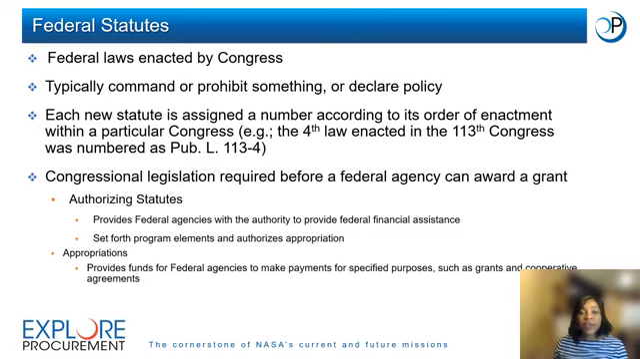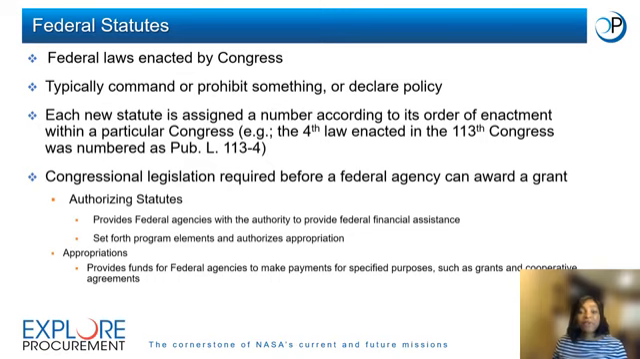Each new statute is assigned a number according to the order of enactment within a particular Congress. For example, the fourth law enacted in the 113th Congress was numbered as Public Law 113-4. There are two types of statutes relative to federal grants and cooperative agreements: authorizing statutes and appropriations. Authorizing statutes provide federal agencies with the authority to provide federal financial assistance. It also sets forth program elements and authorizes appropriation.